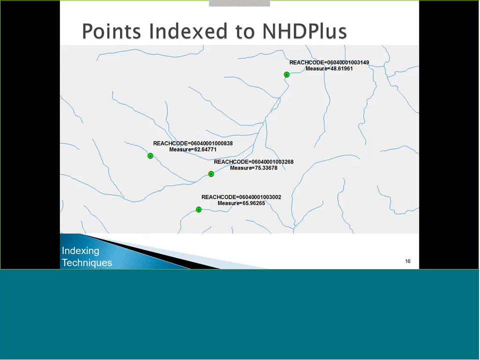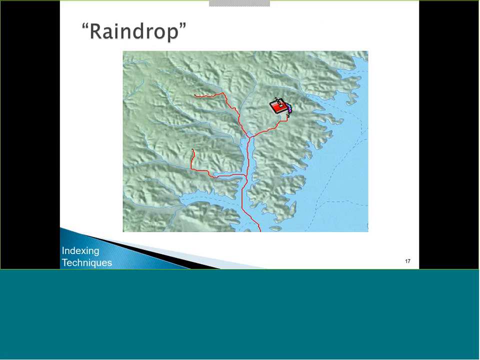And here's what happens when you use that tool. Here I have 4 points that I've indexed to NHD+, located on the routes. Now I've rendered them. You have a reach code, and then you have a measure for each of these 4 points. You can do the same sort of thing with lines. Okay, so it's a very, very straightforward way to get your points indexed onto NHD+.